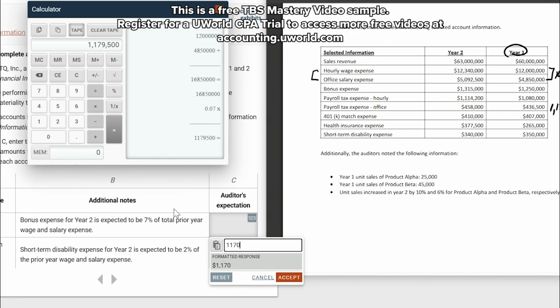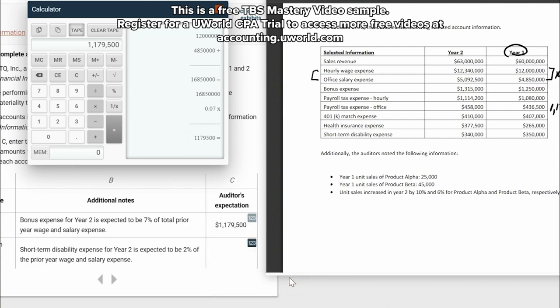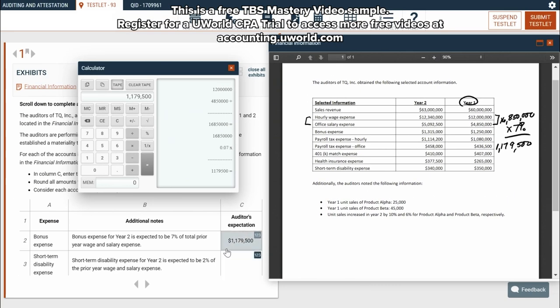Now, I'm going to enter 1,179,500 without commas or dollar signs, because the system automatically formats the number entered, and you can see what the system is receiving under formatted response. So I'll hit accept, and now it has my number. And then one more thing, the system will also reject unacceptable characters. So for example, if you hit X instead of 6, it would not enter X and it would not enter the 6 either.